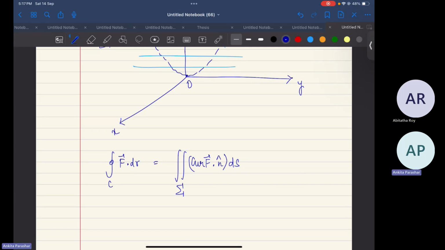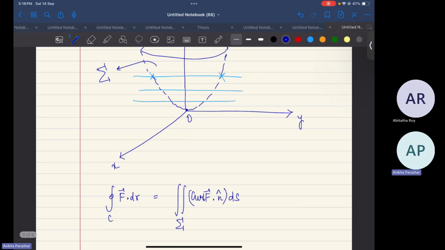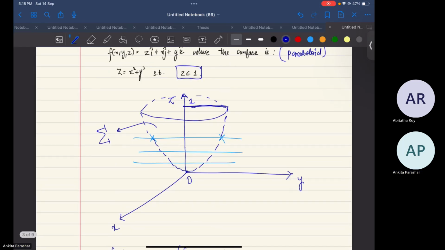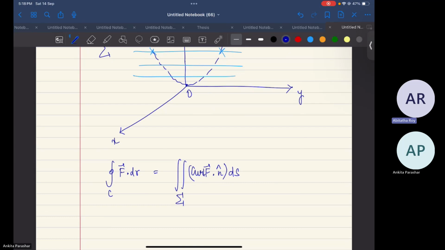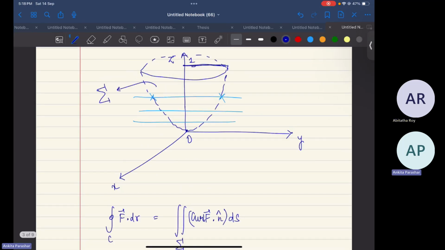So which part do you think is easy to compute first? The surface integral is easier. Surface integral. Okay, let's compute the surface integral first. So okay, curl. For that, you need to compute what n cap is. N cap, you remember what that was? It was phi u cross phi v divided by the norm of phi u cross phi v.